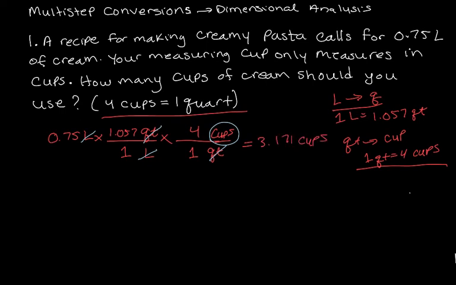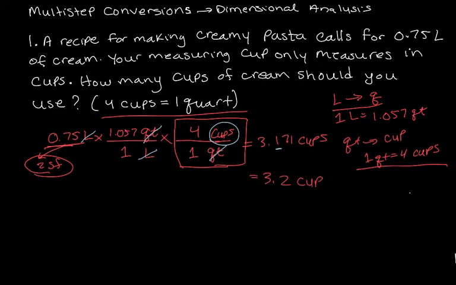3.171 cups, but we are limited by 2 significant figures here. This conversion factor is considered exact. So remember, exact numbers have an unlimited number of significant figures. So this is what determines the number of significant figures. So it seems we need to stop here. And so this rounds up to 3.2 cups.